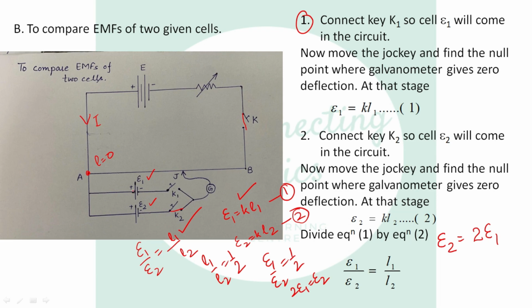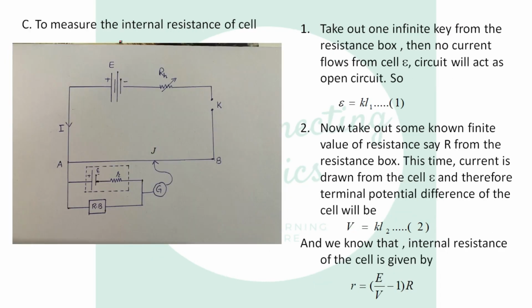One by one, we take one cell in the circuit, then we open this key and take another cell in the circuit. Now number 3, how to measure the internal resistance of a cell using a potentiometer. This is the primary circuit of the potentiometer. Now at point A, connect a cell whose resistance is inbuilt. But here we are specially asked to measure the internal resistance of a cell, so that's why we have shown the cell along with its internal resistance. Otherwise, the cell is shown like this, and it is understood that the internal resistance is inbuilt.